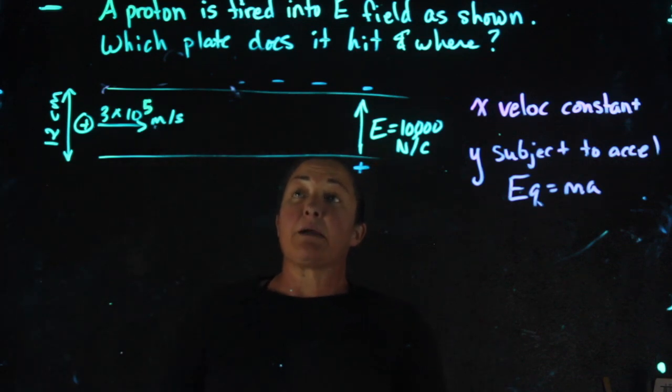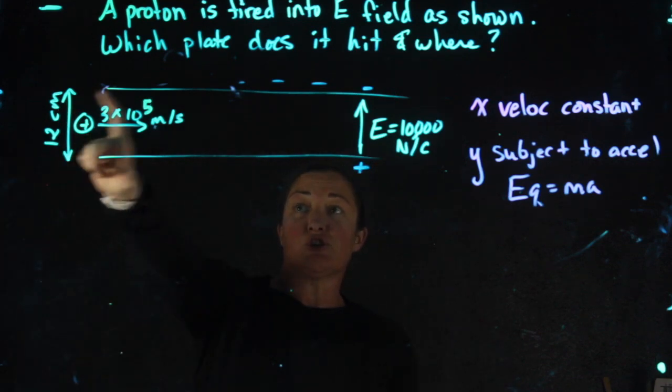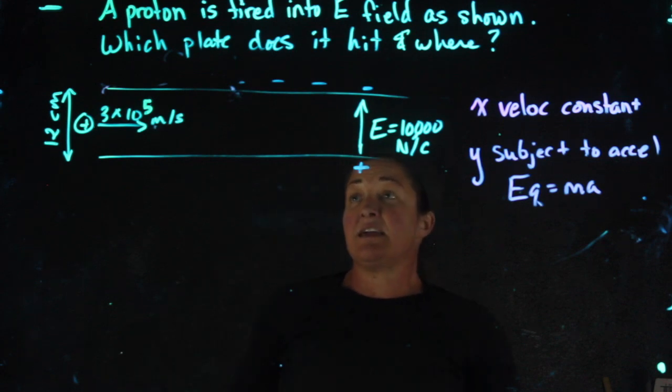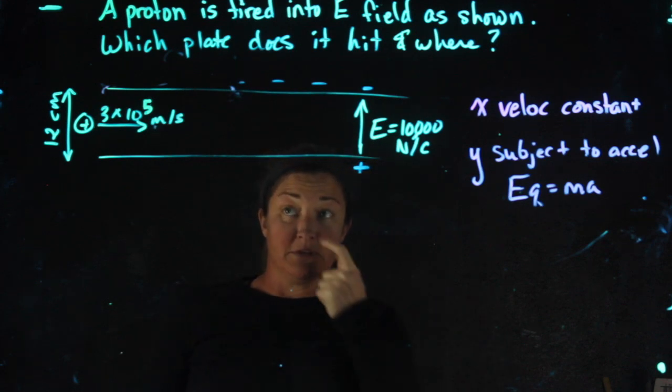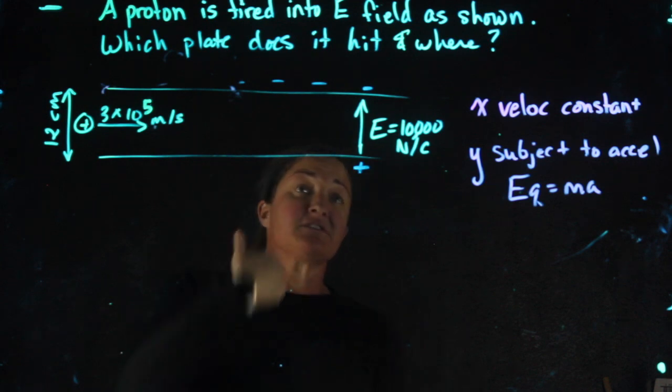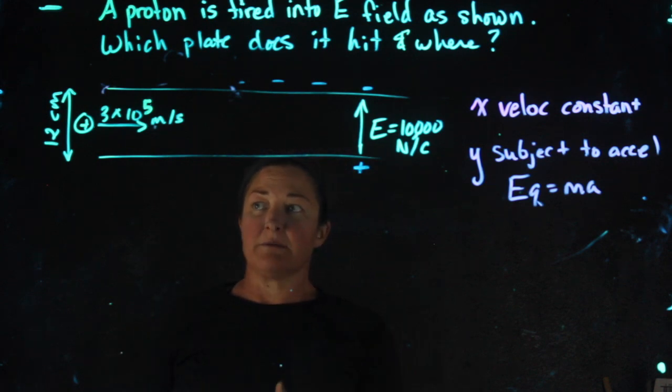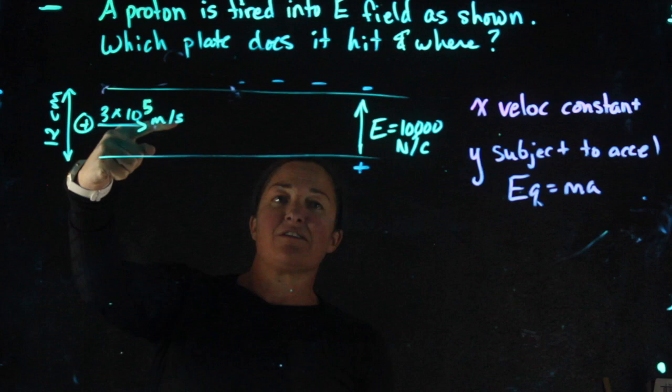Our sample problem. A proton is fired into an E field as shown. Which plate does the proton hit and where does it hit the plate? I'm going to first decide what the path of the proton looks like. So it's positive, it's fired in this way.